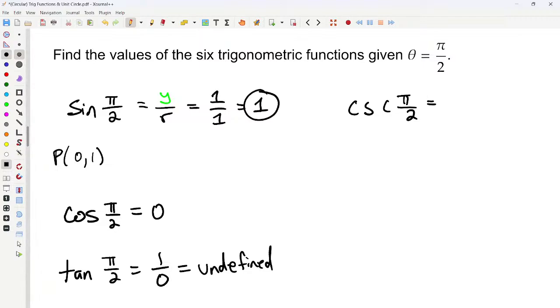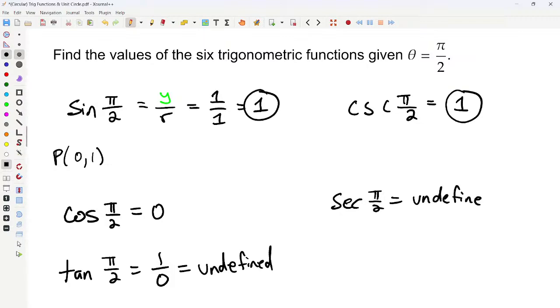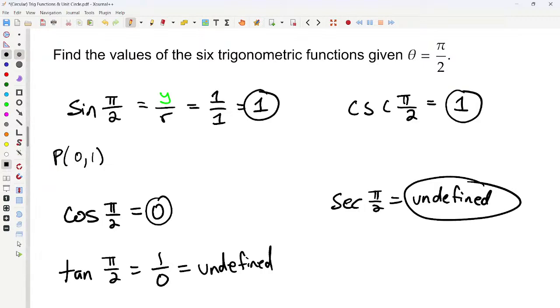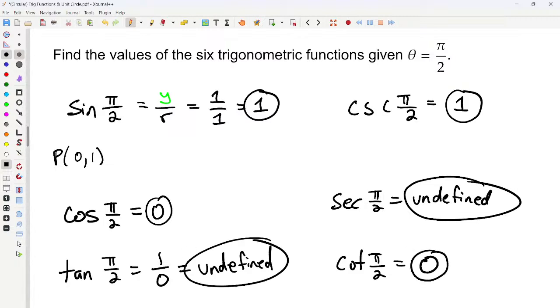And this says, just flip my answer, 1. Secant of pi over 2, take this answer and flip it. Undefined. That's correct, because this is 0 over 1, and when you flip it, it's going to look like that. So speaking of which, even though this is undefined, when we flip it, this becomes 0. That's kind of cool.